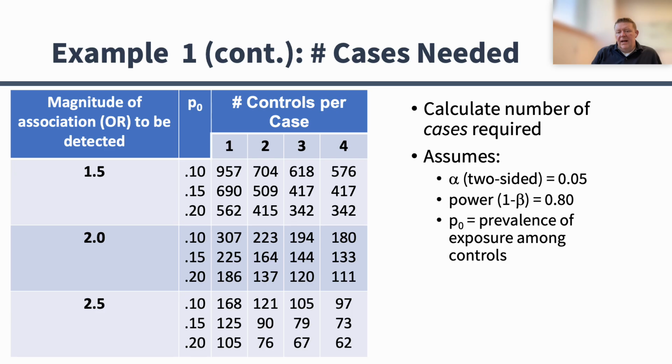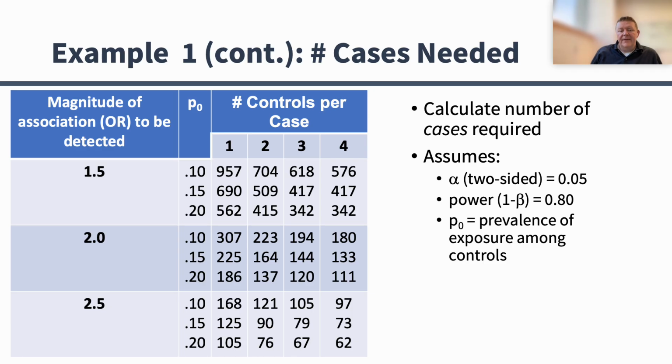So, as an example, if we look at the number of cases needed, we can calculate how many cases we need. We can assume we want an alpha of 0.05, which refers to the type 1 error. This is like our confidence level. We want our power, related to the type 2 error, to be at least 0.80. So, there's an 80% chance we can detect an association if one exists, while ruling out false positives. And then we need the prevalence of exposure among controls.